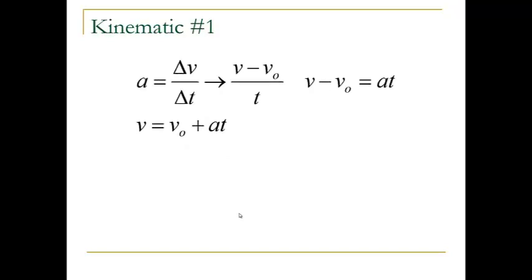Your first one, that Vf equals V naught plus at, is just your acceleration equation rearranged. So you've already seen this equation for acceleration: acceleration equals delta V over delta T. Delta, again, is final minus initial, so you break it down, final minus initial over your time. Then rearrange it, and you end up with Vf equals V naught plus at. So it's just your acceleration equation.